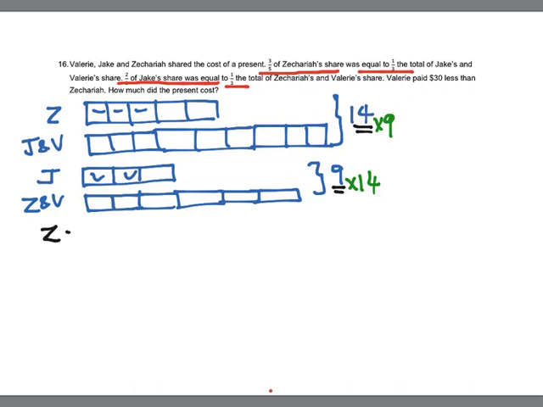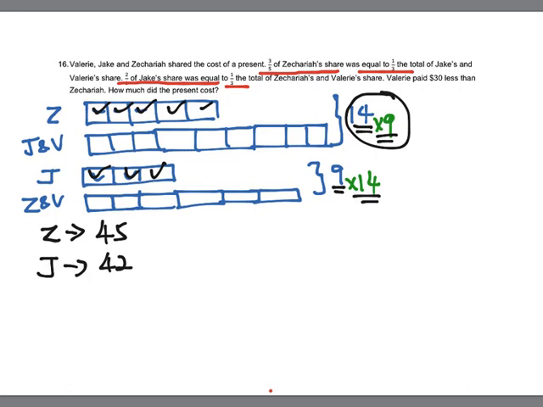Zechariah has a total of 5 units, right? But multiply by 9, so it will be 45. And Jake over here has got 3 units, but I have to multiply by 14. That means it will be a total of 42. If you want to find out, 14 times 9 is actually 126. Similarly, 9 times 14 is also the same number, right? That means this is the total number of units, which is also the cost of the present.